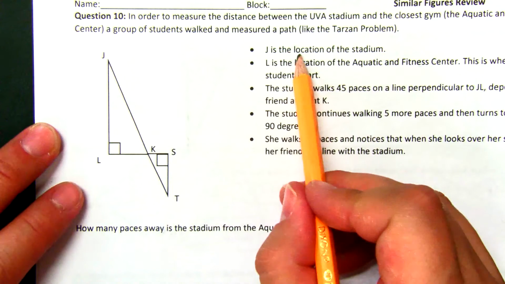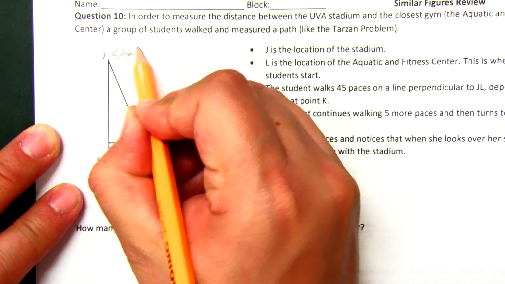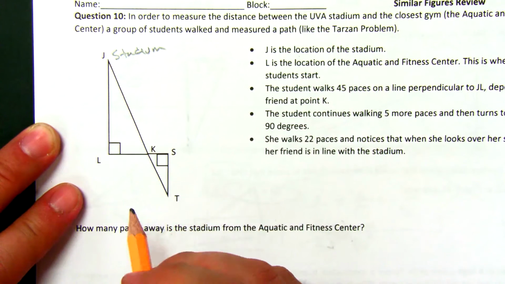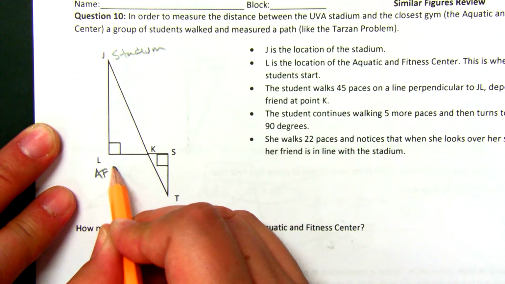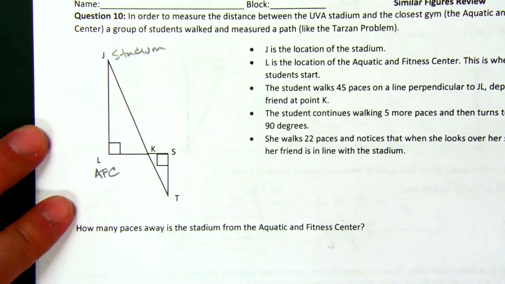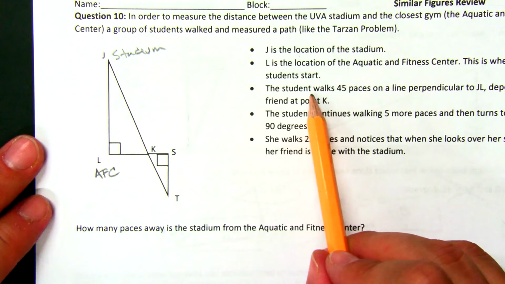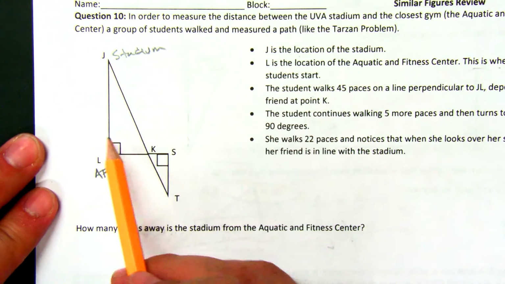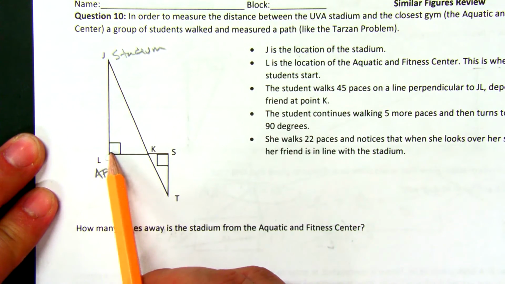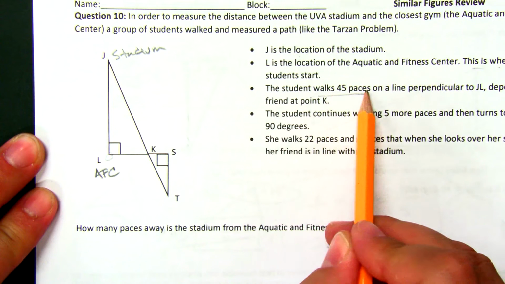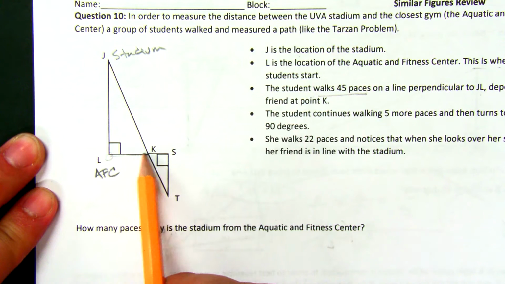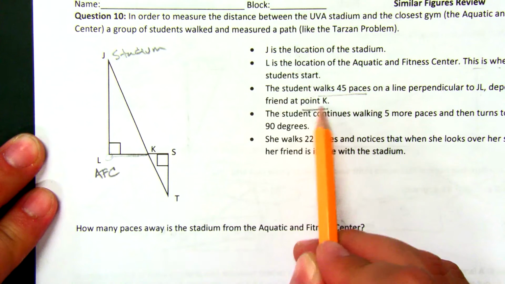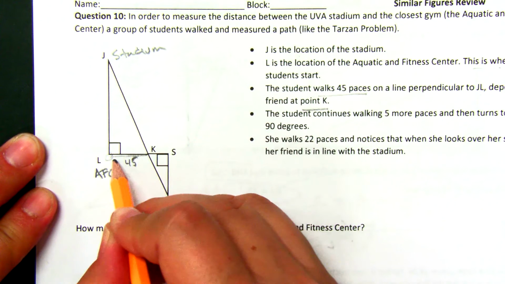Okay. J is the location of the stadium. So here's the stadium. And L is the Aquatic and Fitness Center, AFC. That's where the students start, right here at L. The student walks 45 paces on a line perpendicular to JL, depositing a friend at point K. So 45 paces from L to K.